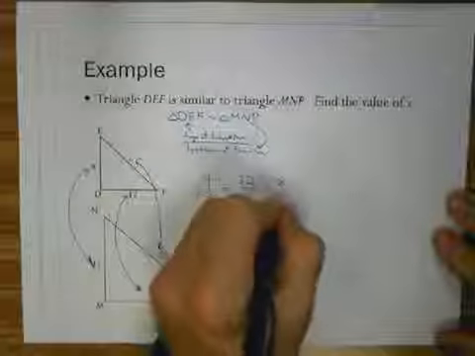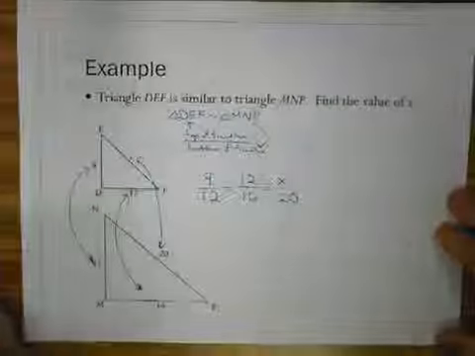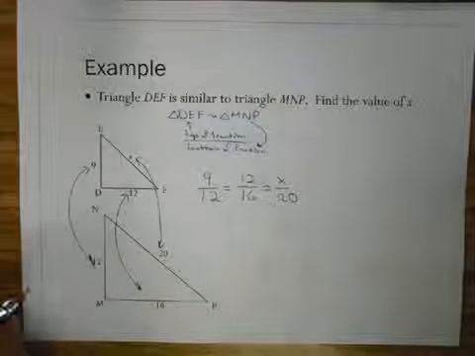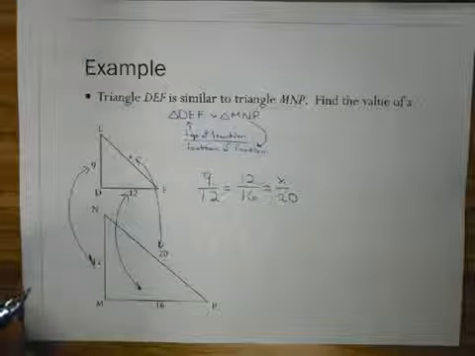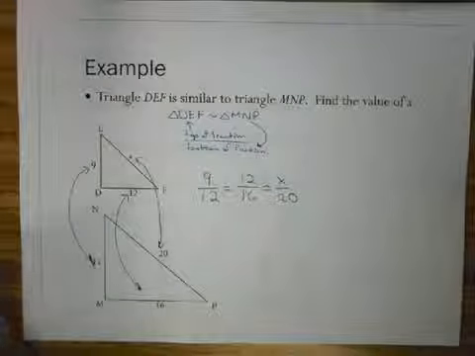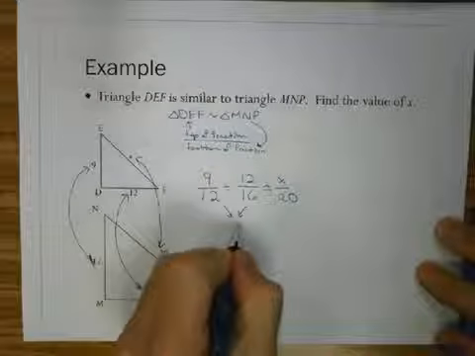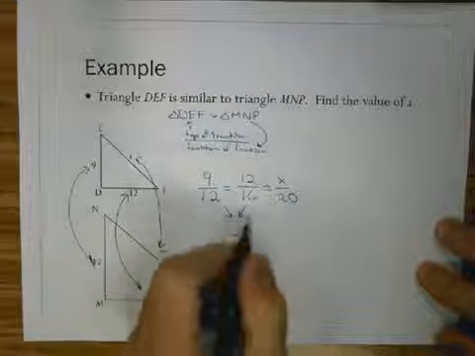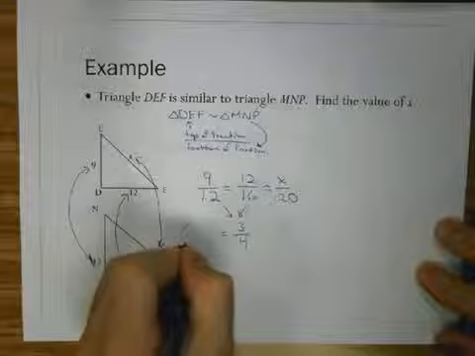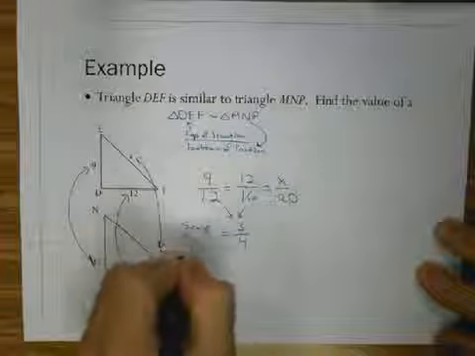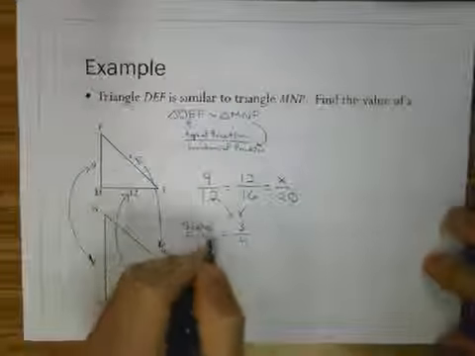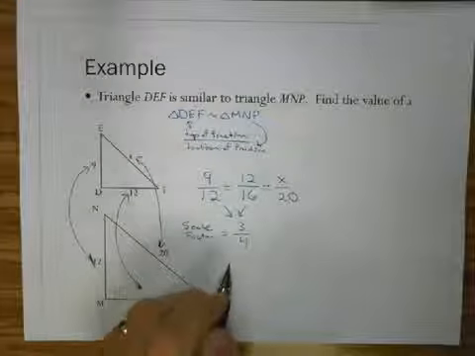9 and 12 are corresponding. I can make those a ratio. 12 and 16 also corresponding. X and 20 are the final corresponding ones. I've written them out. Now I look. 9 and 12, 12 and 16. Can I reduce any of those? Well, 9 twelfths and actually 12 sixteenths both reduce to be 3/4.